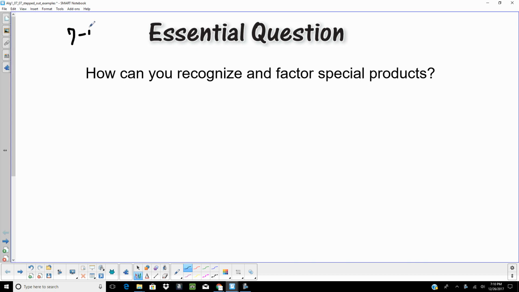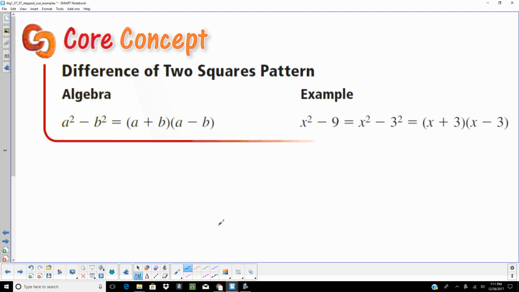Hello, today we are doing chapter 7, section 7, and it's going to be more fun with factoring. Today we're going to recognize and factor special products. You might remember this when we multiplied these special products out. We're just going to be doing kind of the opposite.